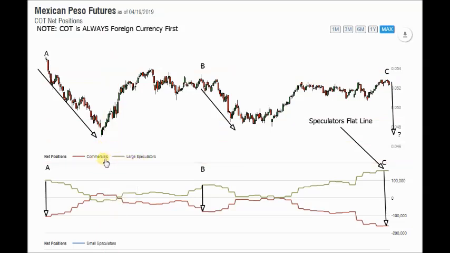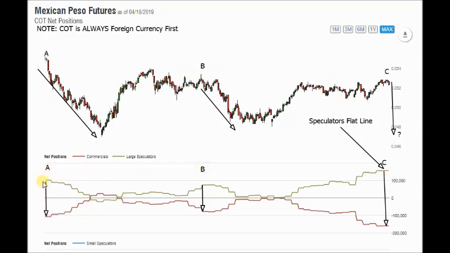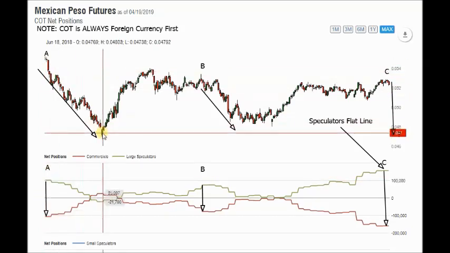Now, commercials are the smart money, the hedgers, and they tend to be right about big turning points. When we get a nice divergence between the two groups, we'll look to time technically and go with the commercials. I've noted three setups on this chart. If we take A over here, when the specs come up to this level, you can see we just basically peak out and come down.